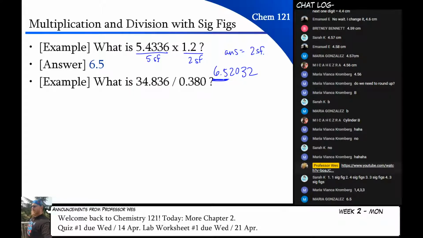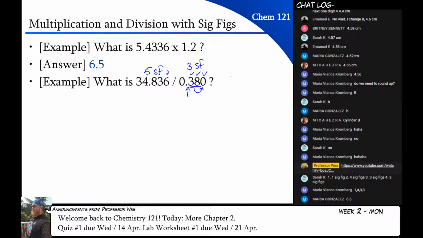Let's do another one. What is this? I'm writing a little slash mark because I can't typeset a division character in the font that I was using, nor do I have a formula editor in PowerPoint available for me. So we're going to do the same thing. This is 5 sig figs. This one has, okay, it's a decimal, so we got to do these two. This one counts, so those are my sig figs. That would be 3.